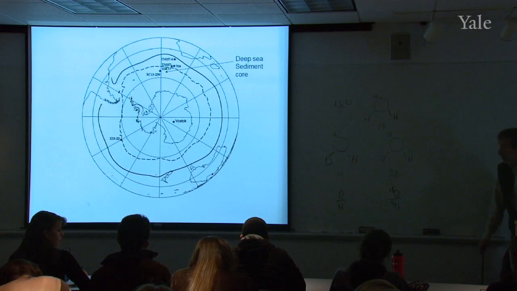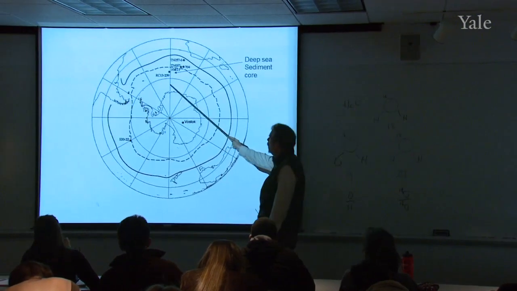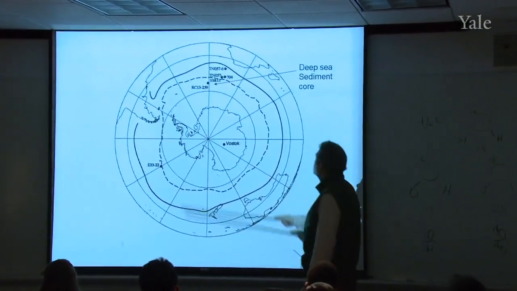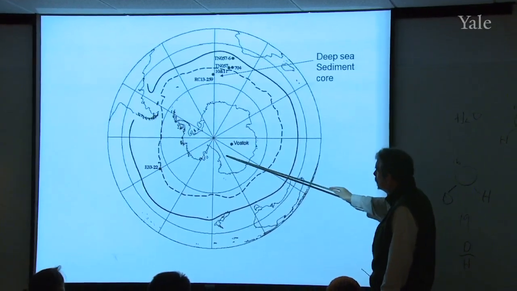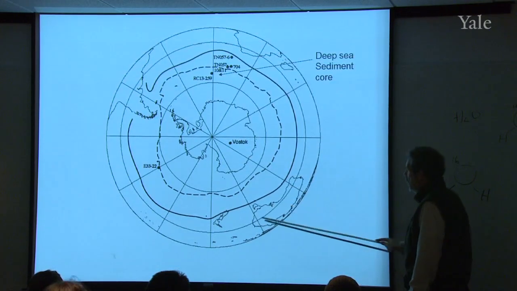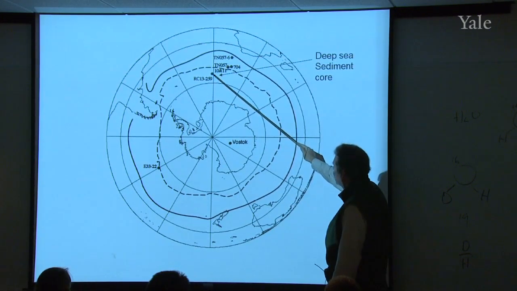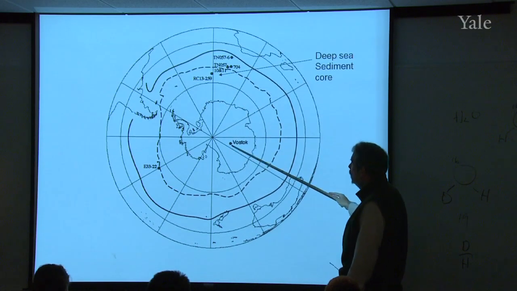I'm going to show you a deep sea sediment core, RC13-259, the one right there. Here is Antarctica, Cape Horn, Cape of Good Hope, Australia, New Zealand, and the deep sea sediment core in the ocean is here, and we're going to compare that with the Vostok ice core, which is there.